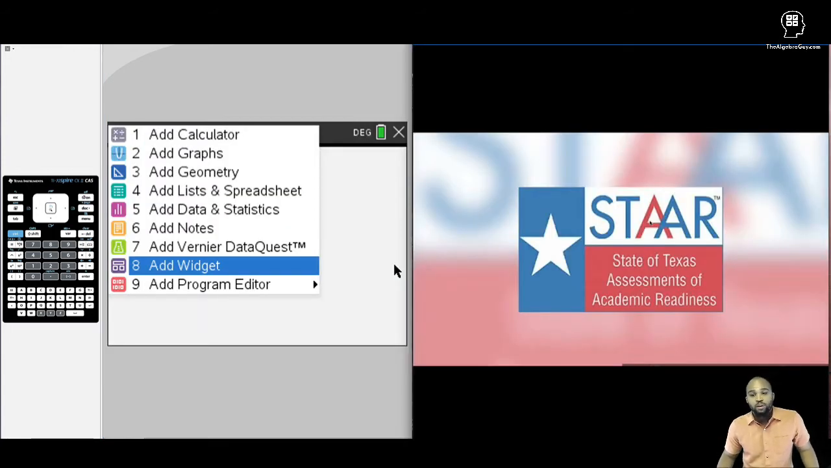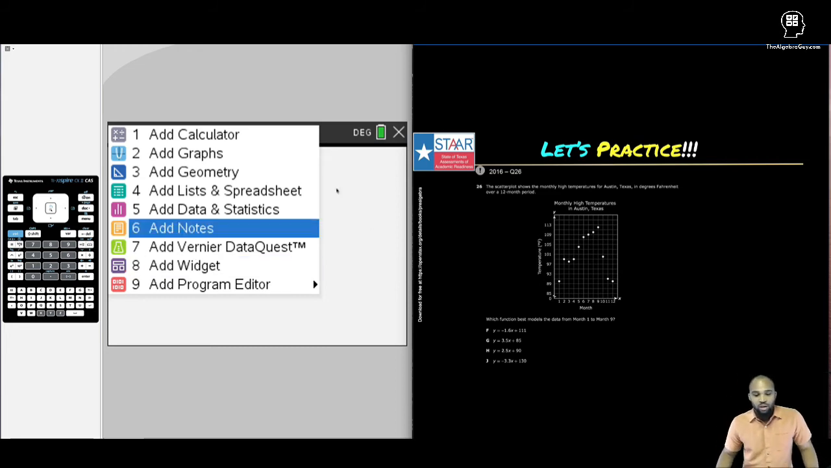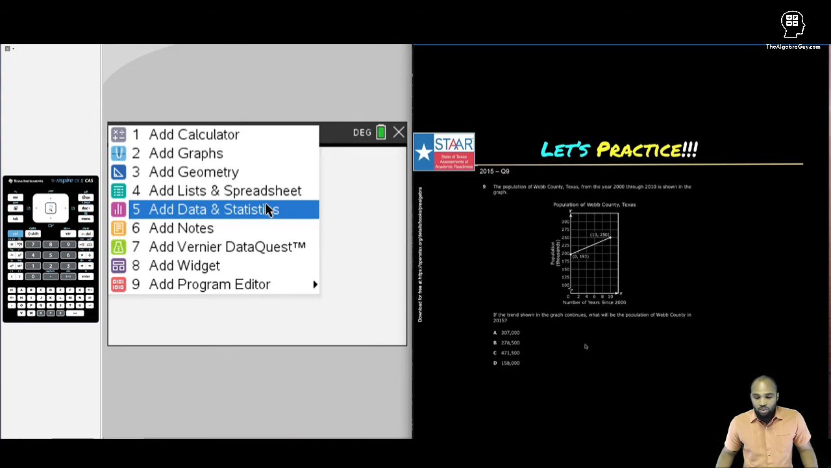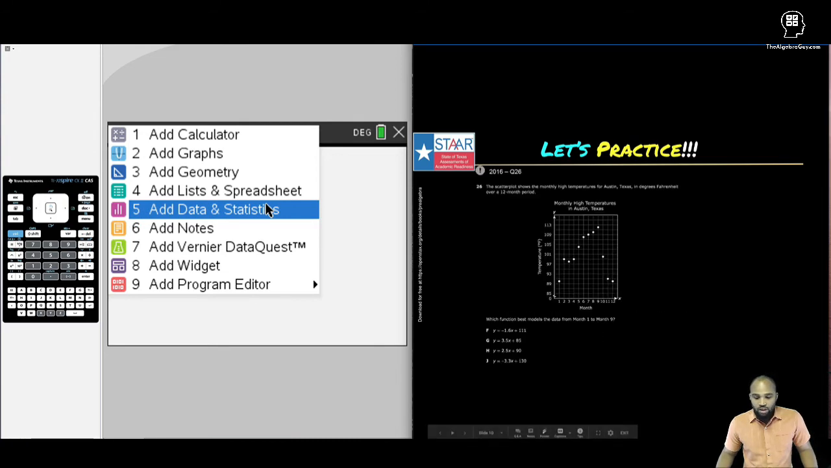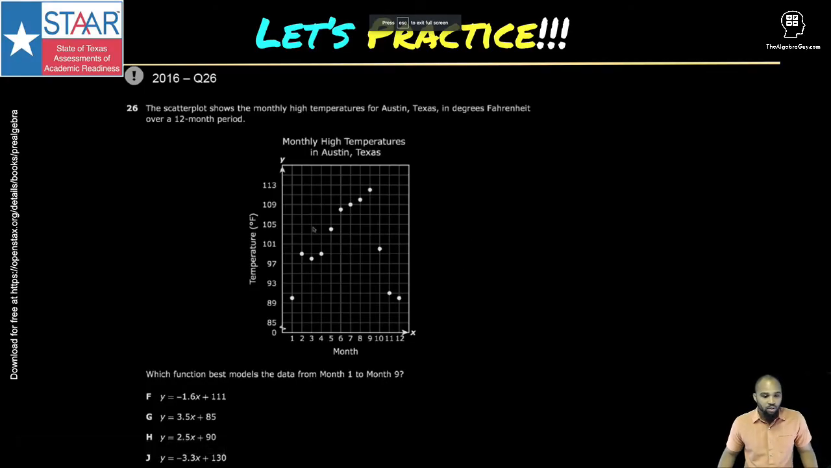All right, this now brings us to STAAR. What does it look like on the STAAR questions? So here's our first one. The scatter plot shows the monthly high temperatures for Austin in degrees Fahrenheit over a 12-month period. Which function best models the data from month 1 to month 9? It doesn't look like I'm going to need a calculator for this one, because they pretty much gave me everything right here. So I'm going to go and make this a little bigger so we can see it.